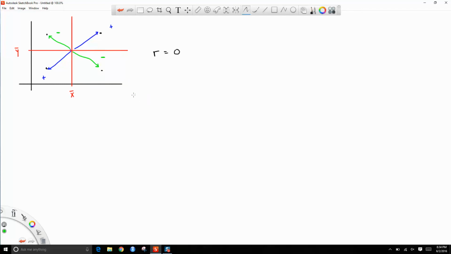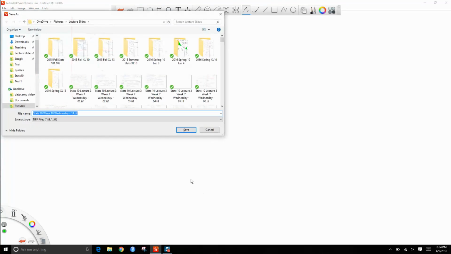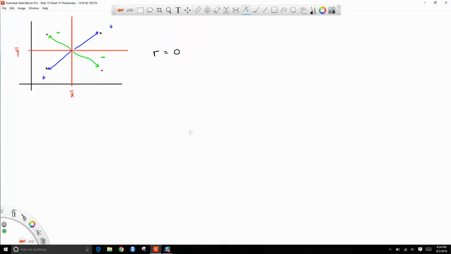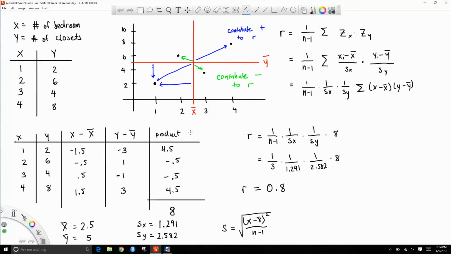So they all cancel each other out. Obviously, every data set won't be so nice and neat, but I hope it makes sense as to how we are arriving at such a correlation value here.